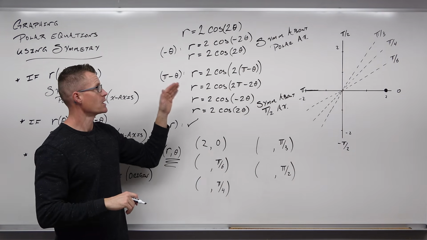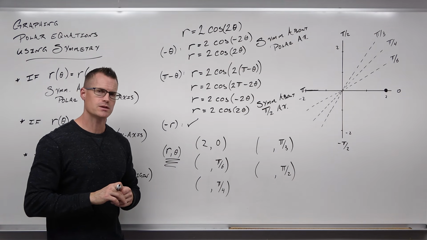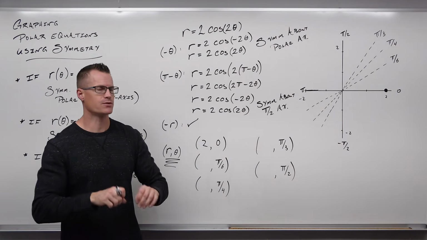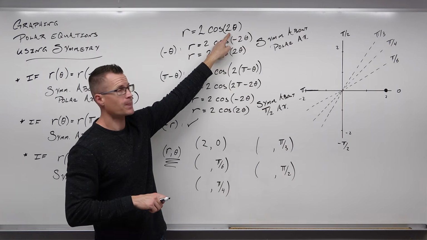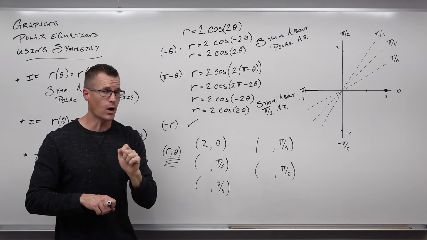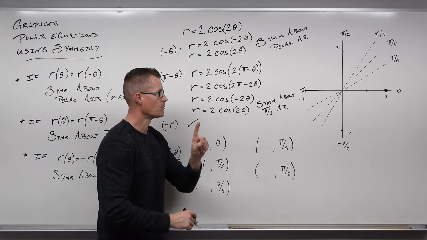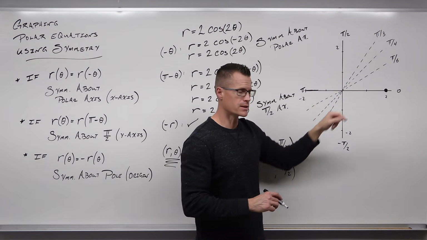Plug in pi over 6. 2 times pi over 6 is actually pi over 3. Whoa, that's going to be a little different when we get to some of these. It's going to act like bigger angles. That's where our negatives are going to come from. So 2 times pi over 6 is pi over 3. Cosine of pi over 3 is 1/2. 2 times 1/2 is 1. So along pi over 6, we would go out 1 unit.